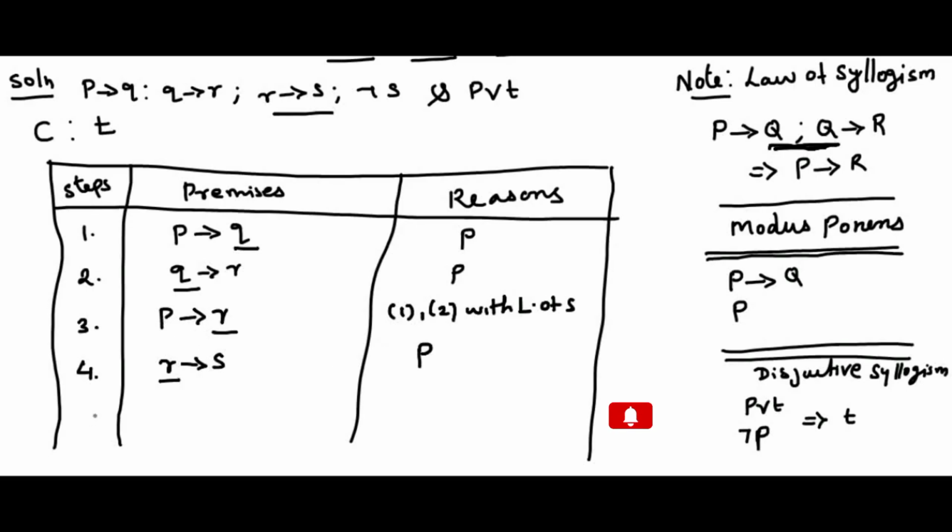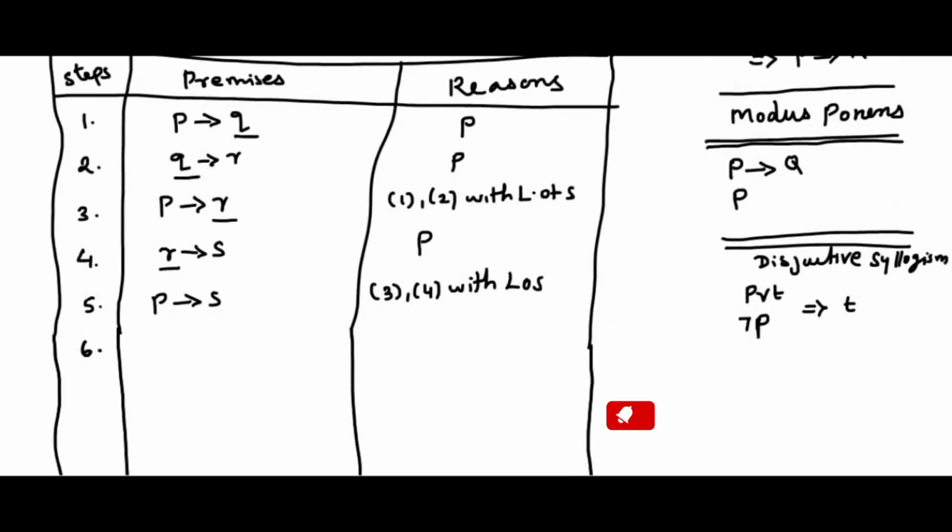Step number 5, I am going to write what? P then S. What is the reason? Using step number 3 and step number 4 with the law of syllogism. Once again we apply it, so we get P then S. Okay, so next step, step number 6.